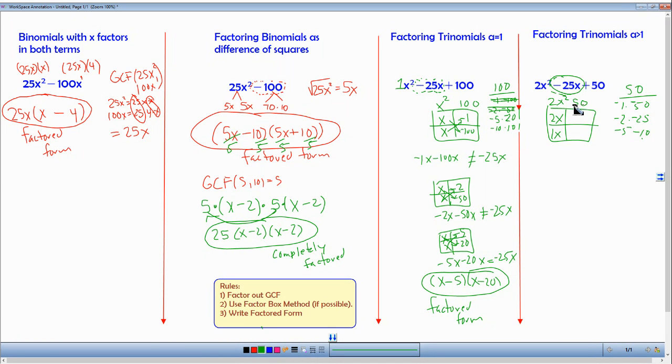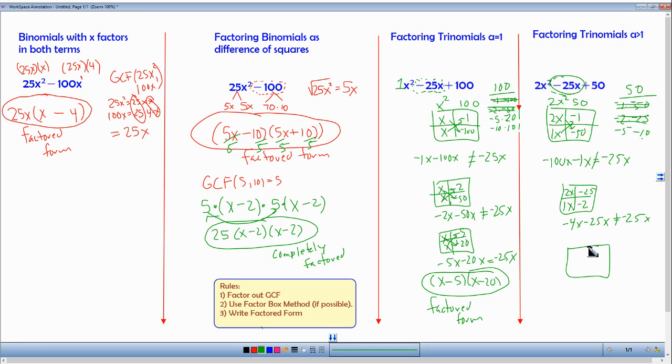Okay, so now you got to go through the combos. So you got negative 1, negative 50, and you must check. Well, clearly you get negative 100x minus 1x. That doesn't equal negative 25x. And the 50 is going to cause problems, so that's gone. So you do it again. So you go 2x, 1x, and now you try negative 2. Let's see, maybe the negative 2 down here works. Negative 2, negative 25. You get negative 4x minus 25x. That does not equal negative 25x. That equals a negative 29. We're close, but that's not what we want.